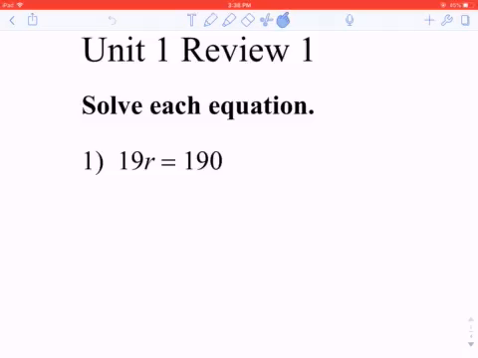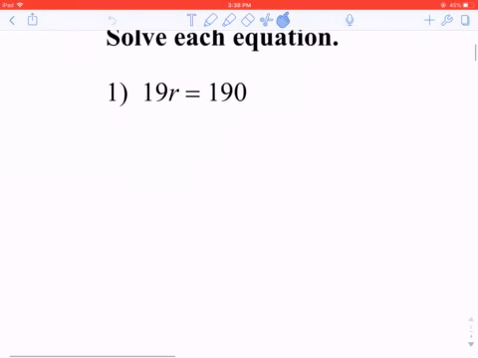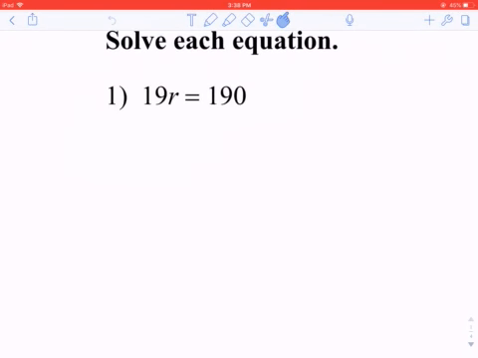Alright, I'm going to be looking through Unit 1, Review 1, and solving all of the odd problems. Looking at number 1, we have 19 times r is equal to 190.